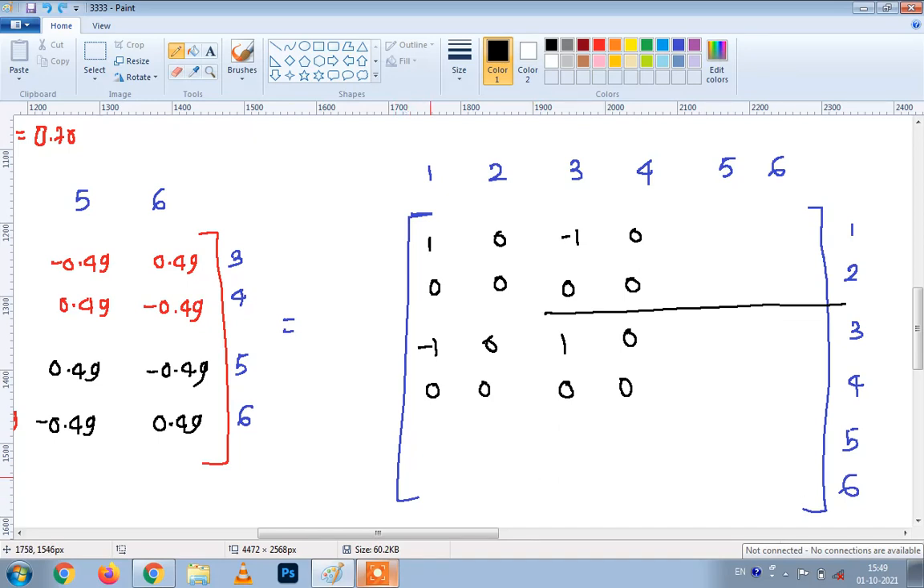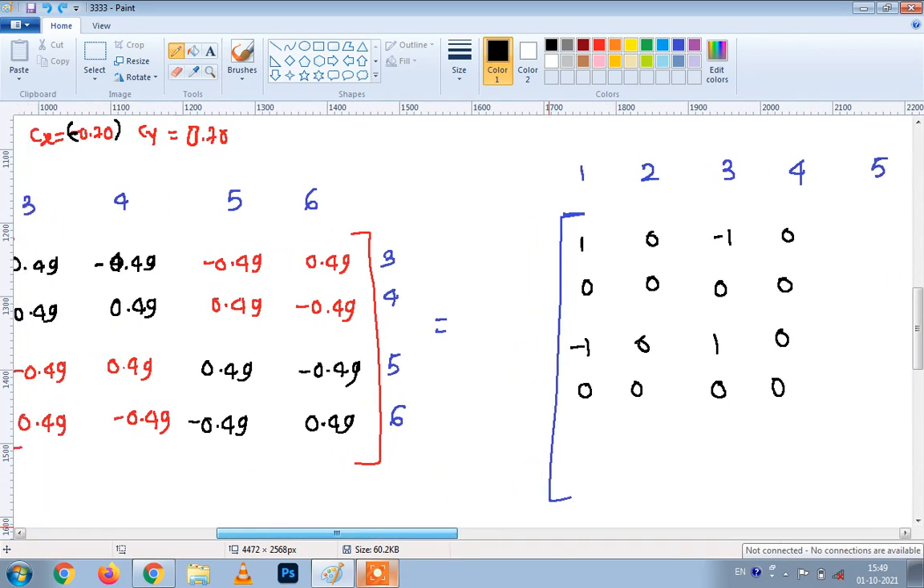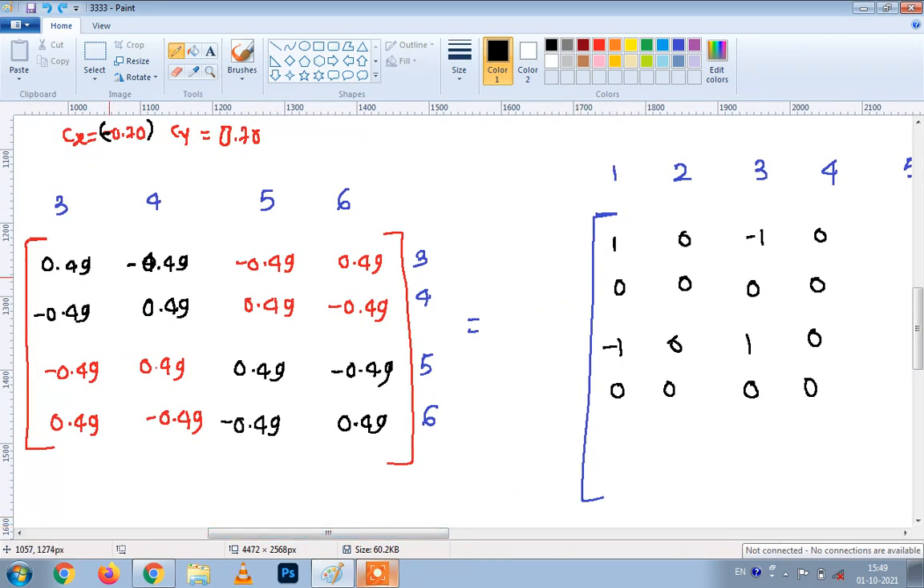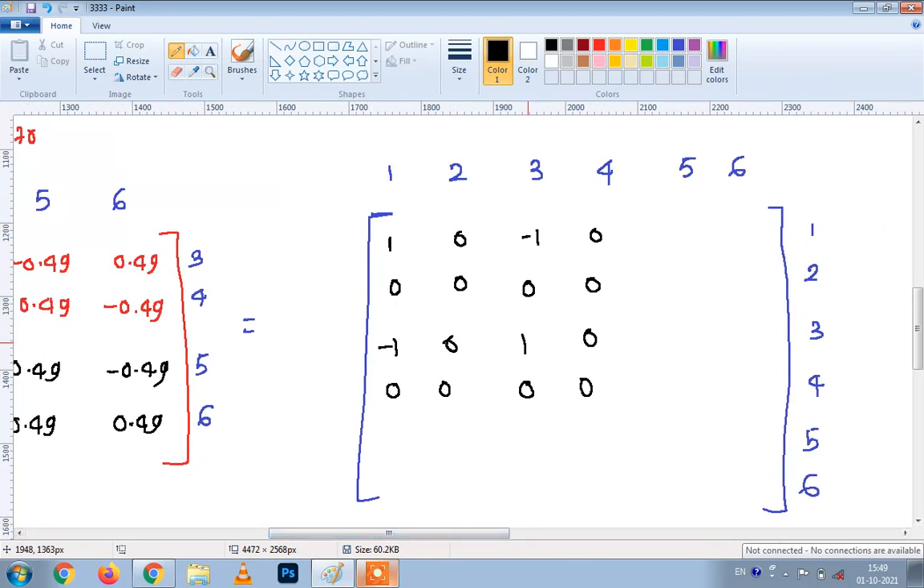So let's add the first element, as this is an addition. While adding the first element, its location is in the 3rd row, 3rd column. So it is in 3rd row, 3rd column. So 0.49, so here it will go 1.49.